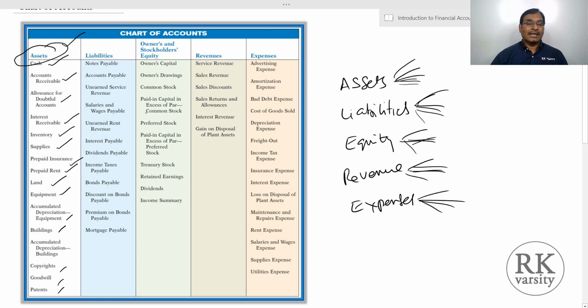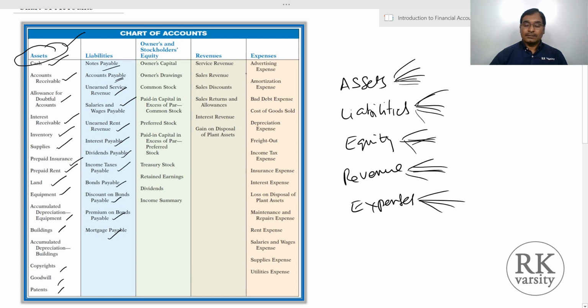Similarly, in case of liabilities, you have notes payable. Notes are very short-term borrowings which you borrowed from the banks or from outsiders. Then you have accounts payable, the amount due to your creditors. Then unearned service revenue, that is you took advances but service has not been delivered. Then salaries and wages payable, the amount to be paid. Then unearned rent revenue, that is rent received in advance but not yet earned. Interest payable, dividends payable, income tax payable, bonds payable, discount on bonds payable, premium on bonds payable, mortgage payable. So these are the different accounts under the head liabilities.